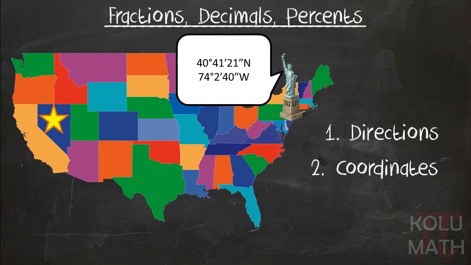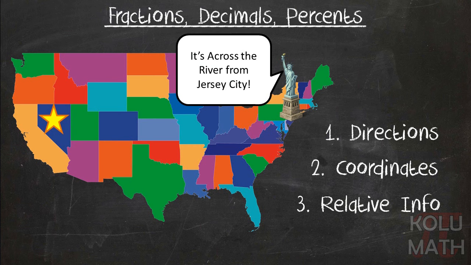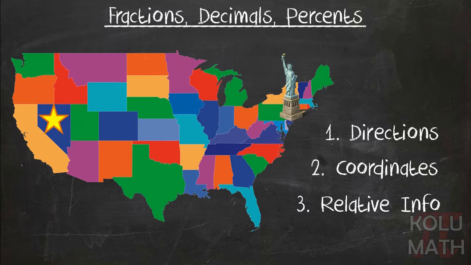He could also give you coordinates. Here he gives you the latitude and longitude for the Statue of Liberty. That'll also tell you how to get there. If you have a GPS, you can program that in. Then he might say something like it's across the river from Jersey City. He's giving you relative info so that you can find it if you know where Jersey City is. What I'm getting at is these are different ways of conveying the same information. In this case, how to find New York City. Which one works best depends on the situation.